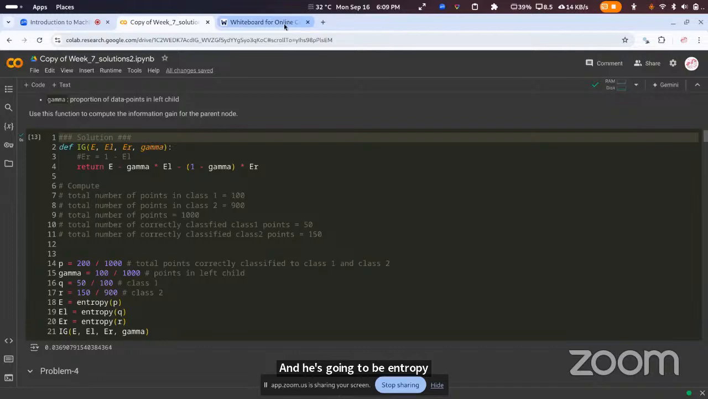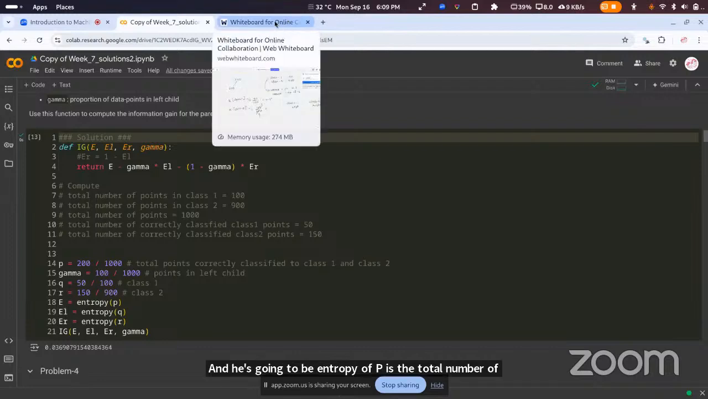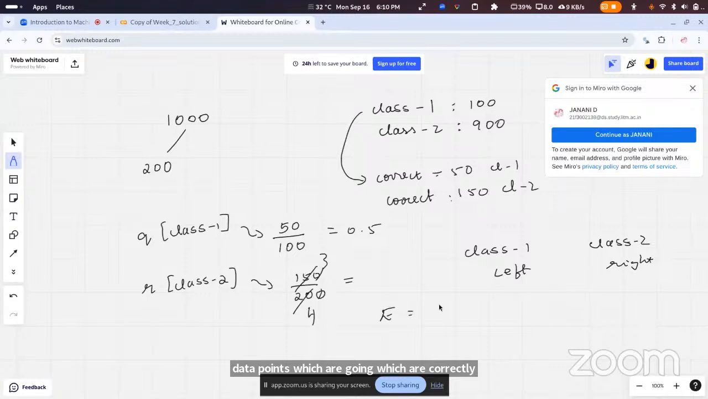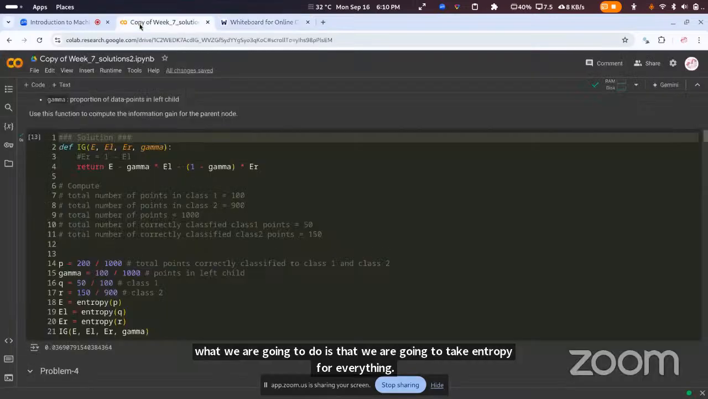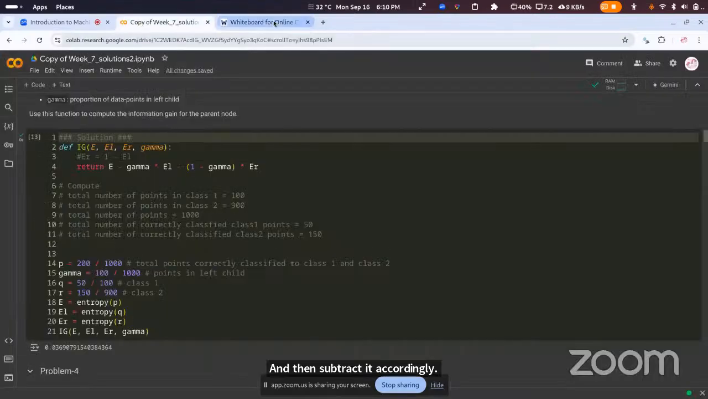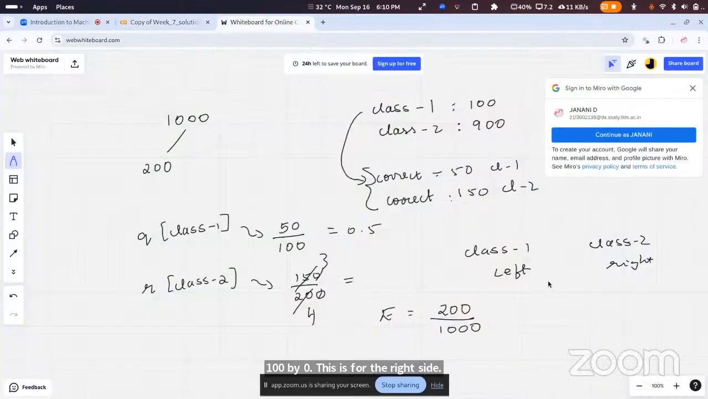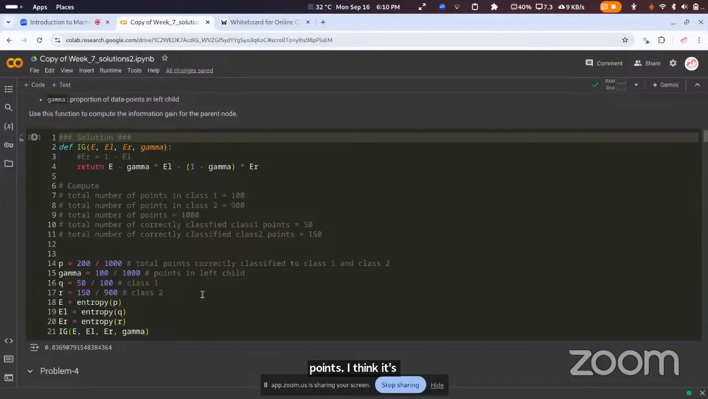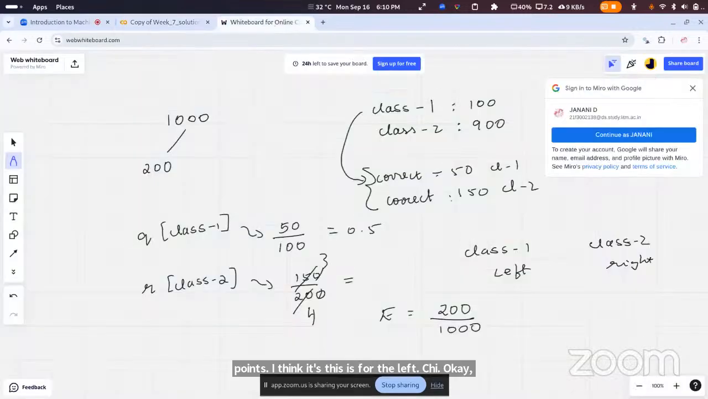P is the total number of data points which are correctly classified in both the classes, right? So this E is going to be 200 by 1000, because the total number of points which are correctly classified is 200. Finally, we are going to take entropy for everything and then subtract accordingly. The gamma value is 100 by 1000. Okay, this is for the left side. So I'll write everything.